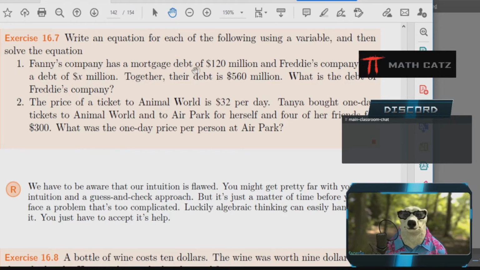Fannie's company has a mortgage debt of 120 million and Freddie's company has a debt of X million. So by saying it this way, they are defining X as the variable that represents Freddie's company's debt in millions of dollars. So I can skip step 1. Unless I have another variable I want, I don't need to do step 1. They've done it for me. Together, their debt is 560 million. What is the debt of Freddie's company? The value of X.